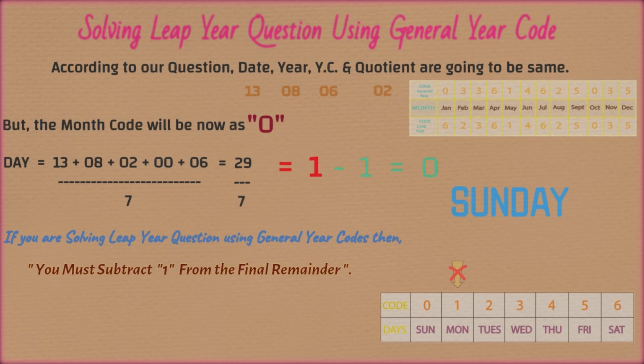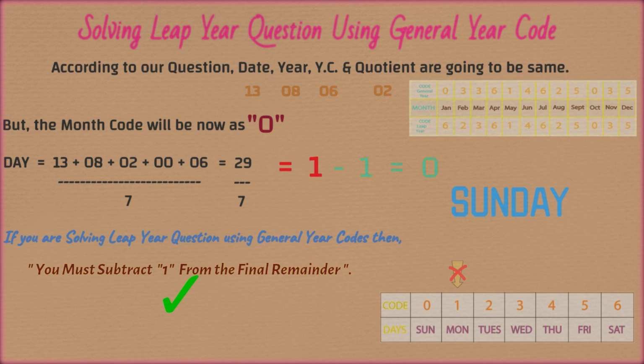So remember, whenever you encounter a leap year and you are using general year codes to solve that question, you must always subtract 1 from your final answer in order to get the correct answer. And this will happen only if the given month is January or February. But for the rest of the months from March till December, you do not need to subtract 1 in this case. So in order to remember it easily, just compare our given month code tables.